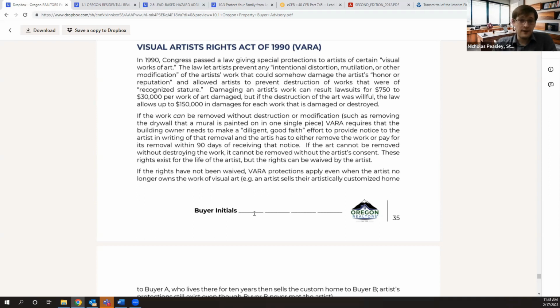Why is this now in the advisory? Because sometimes artists paint houses. If you have an artist that paints a mural on the wall in a house, and they expect that mural to stay the way it is, that artist can sue if the new buyer who takes control of that house destroys, damages, or paints over the wall.